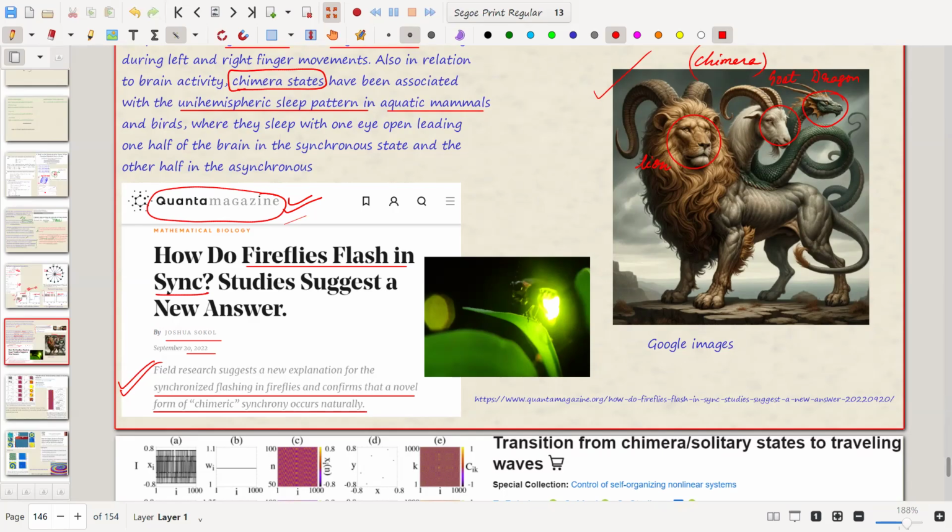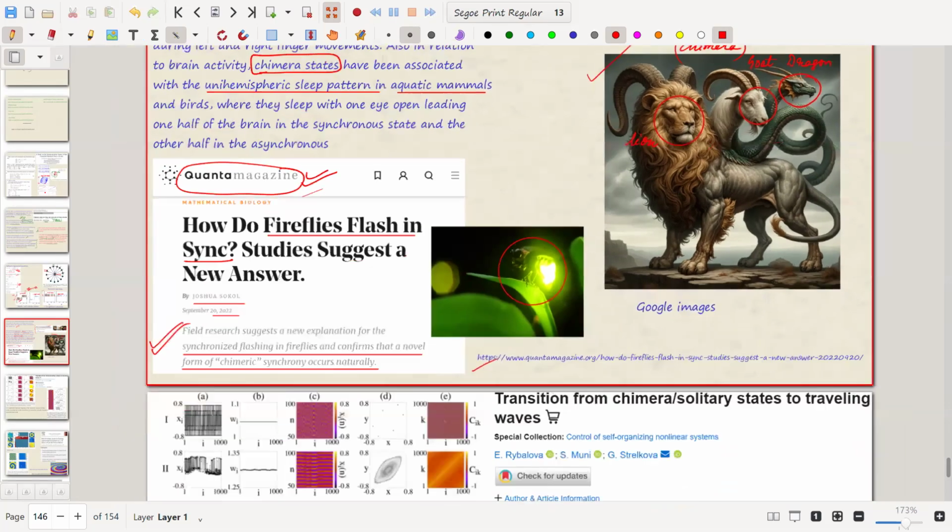This is just a part of the firefly I have taken in Zoom, showing where the light comes from. This is just an example. The link is over here.